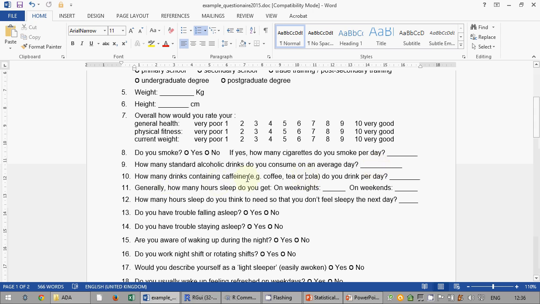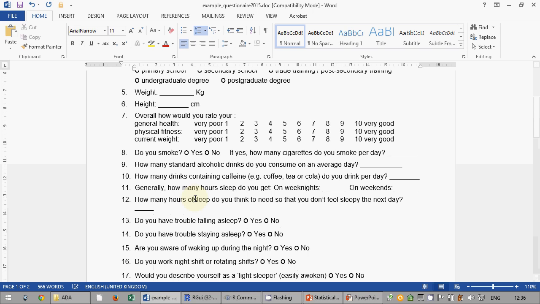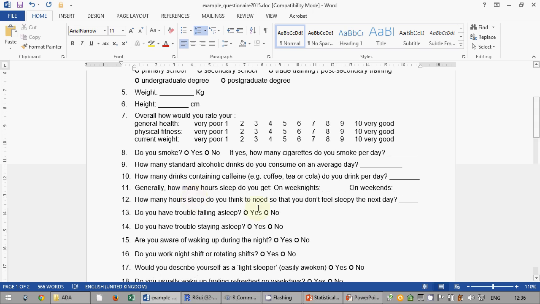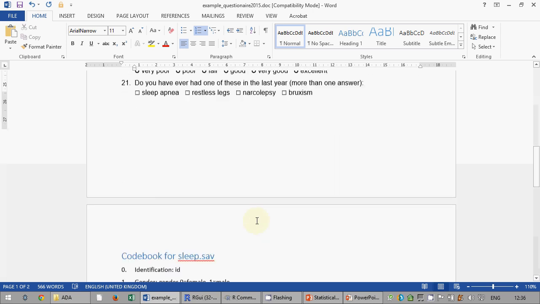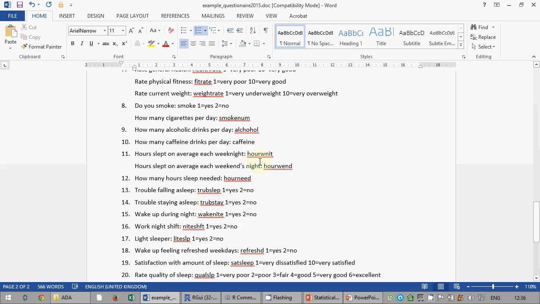How many drinks containing caffeine? Generally, how many hours do you get to sleep overnight, on weeknights, and on weekends? Also here, 2 questions are hidden in the same one. How many hours of sleep do you think you need so that you don't feel sleepy the next day? Do you have trouble falling asleep? Okay, these are all pretty standard.